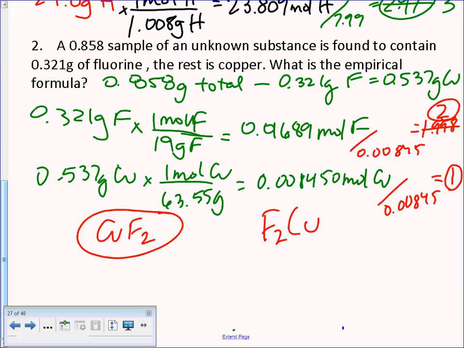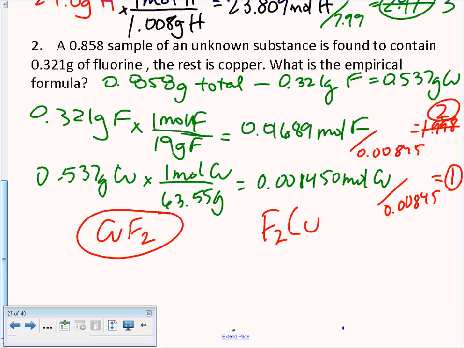CuF2. It has a name. What's its name? Copper 2 fluoride. Okay, these things are going to be familiar to you on most occasions. There will be a huge organic compound where you won't know what it is, but you never put the non-metal in the front. You just put the metal in the front.